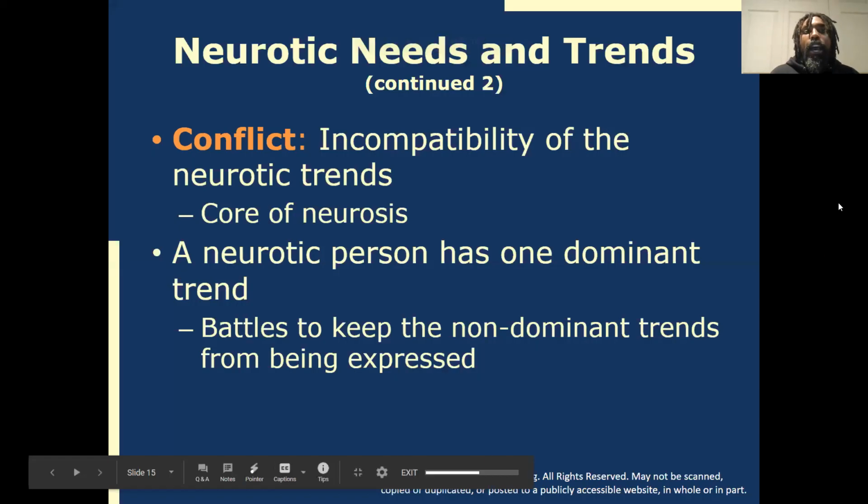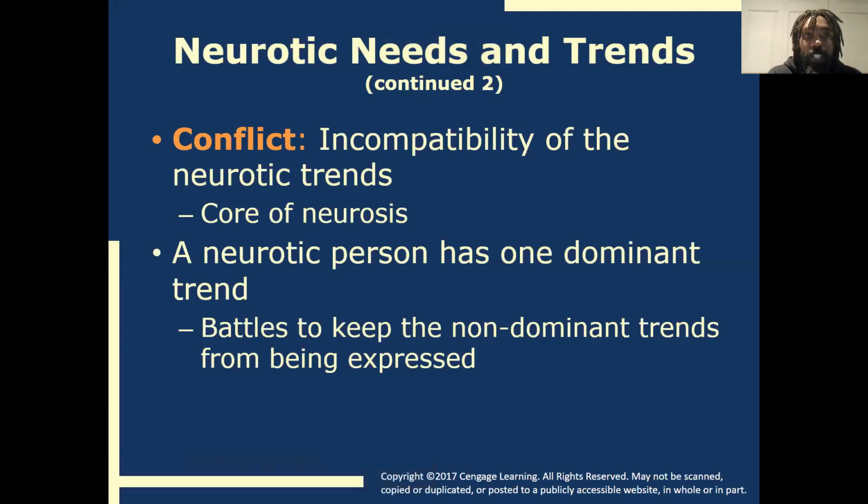Okay. As mentioned last time, this is the slide that we took off from the first half of this chapter. So we were talking about neurotic needs and trends. We spoke a bit about basic anxiety. We spoke about the neurotic needs. We spoke about the neurotic trends, and we looked last time at the slide talking about conflict.